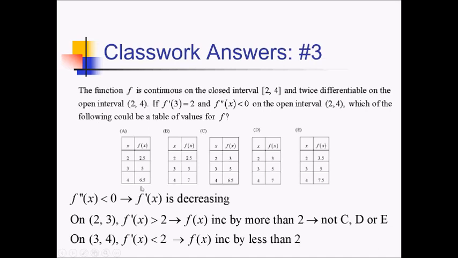Well, taking a look at these, only choice A is increasing by less than 2, not B. That's going up by exactly 2. That's too much, so that means choice A is our final answer.